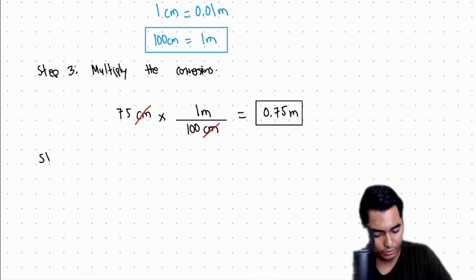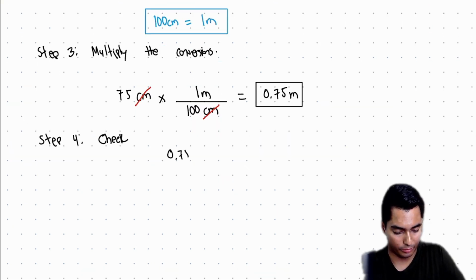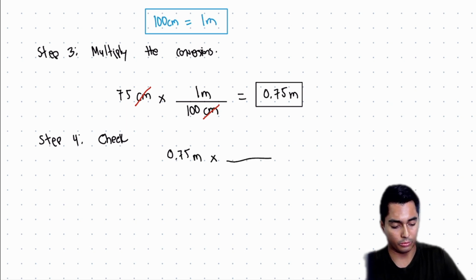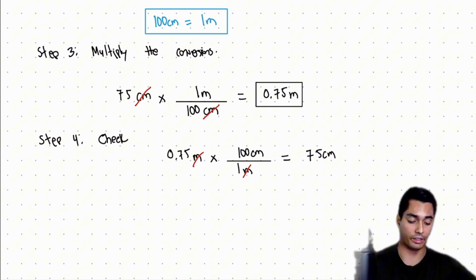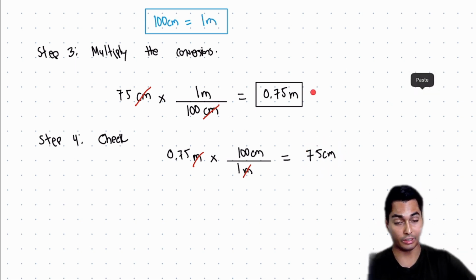And then step 4 is to check. We have 0.75 meters. One way to check is to go backwards. So we're going to multiply 1 meter down here by 100 centimeters. And we indeed get back what we got before because these cancel out. So since originally we had 75 centimeters, that means that we are good. So that's the answer for number 2.